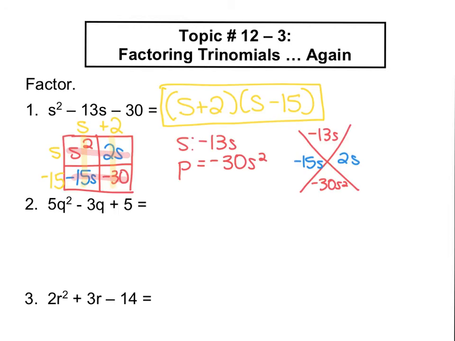Okay, so I got s plus 2 and s minus 15. I looked up the sum, which is the middle term, negative 13s, and the product is the two outside terms multiplied, negative 30s squared, and I found that I needed negative 15s and 2s. Now, if you remember the shortcut that I said in the previous video, because this has a coefficient of 1, once I know my two terms, negative 15s and 2s, those numbers are what's going to be in the factors.